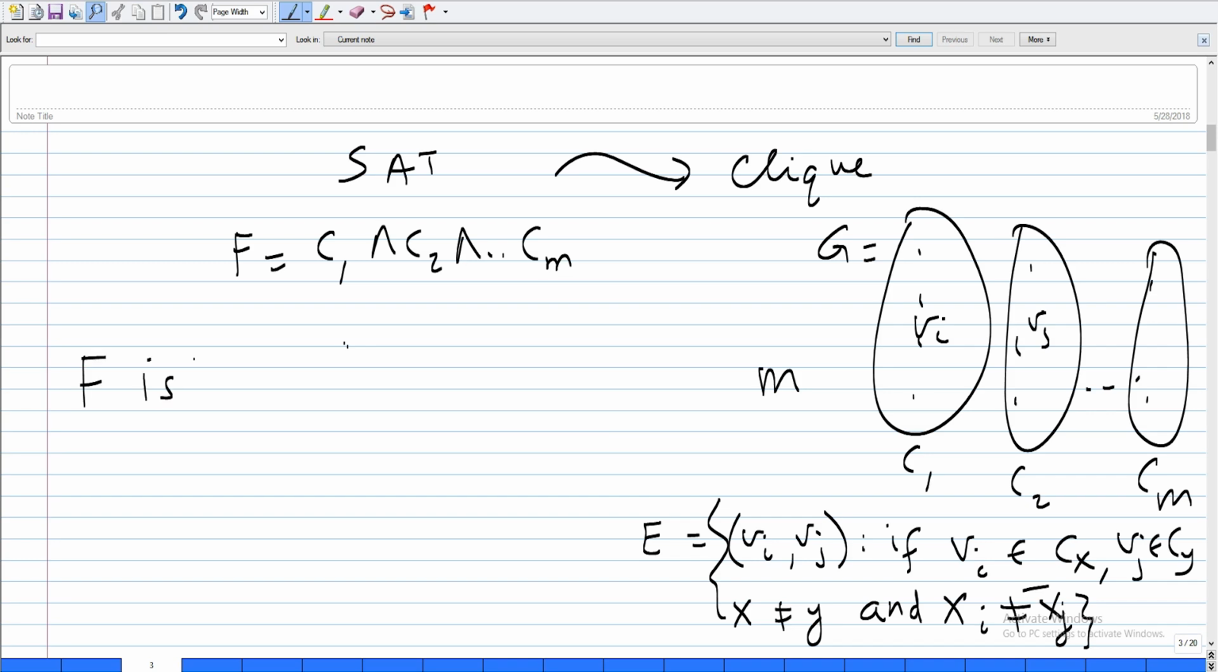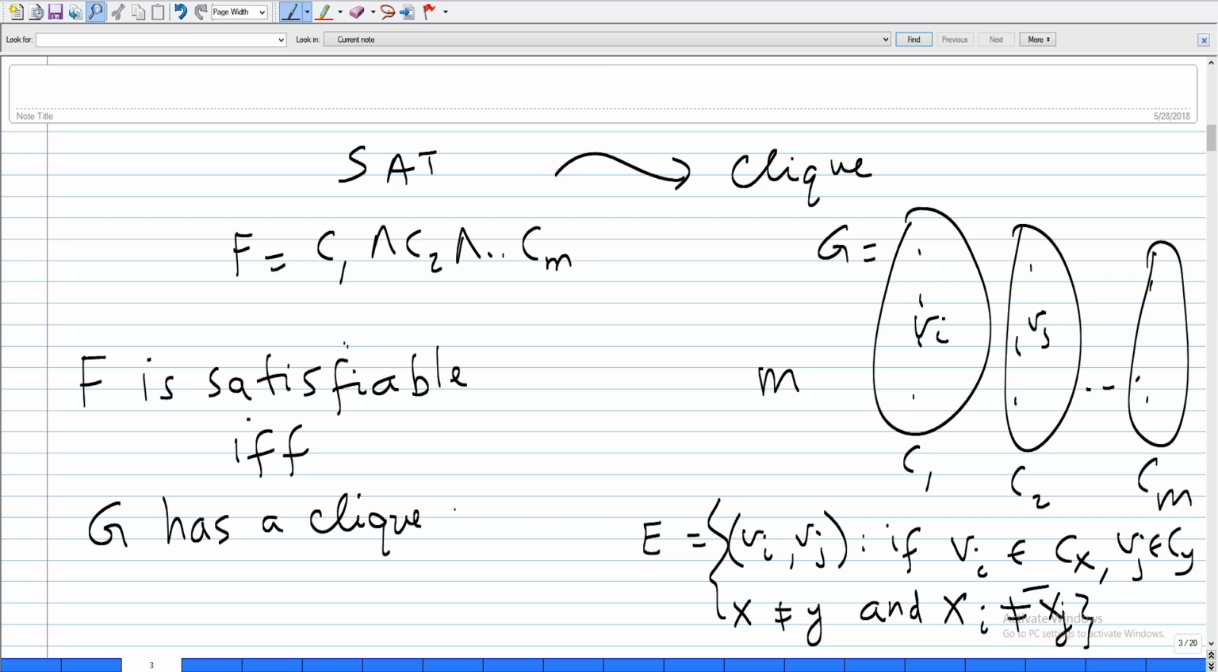Now, the claim is that f is satisfiable if and only if G has a clique of size m. And how do we prove this? Suppose f is satisfiable, then there is some assignment to all the variables of the formula, such that all these clauses are simultaneously satisfied. Now, I go to C1 and say, okay, who is satisfying you? Oh, x3 bar. I will pick x3 bar from here. And I ask C2, who is satisfying you? x7. So, I will pick x7 from C2, and so on and so forth.